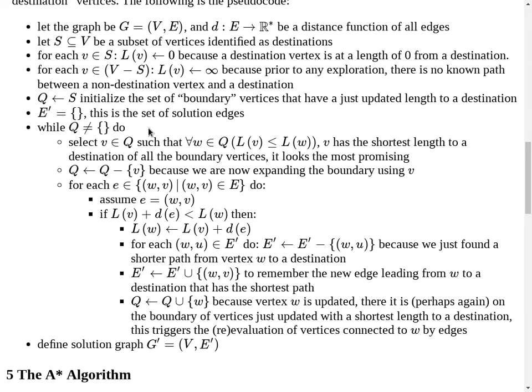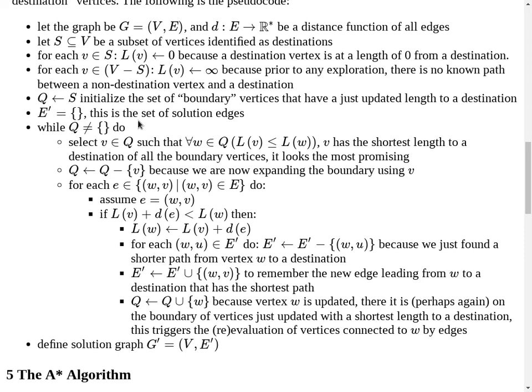If it is less than, guess what? We have just found a shorter path. It may not be the shortest yet, but it is shorter than the one that we already know at this time. Is that okay? It is still an improvement, so we're going to make some changes.